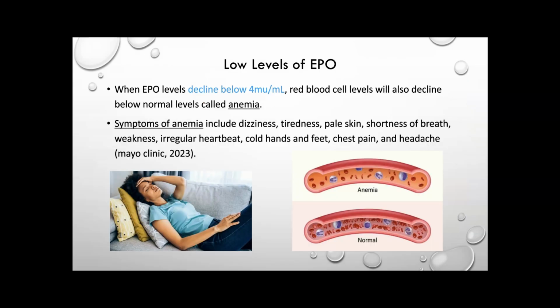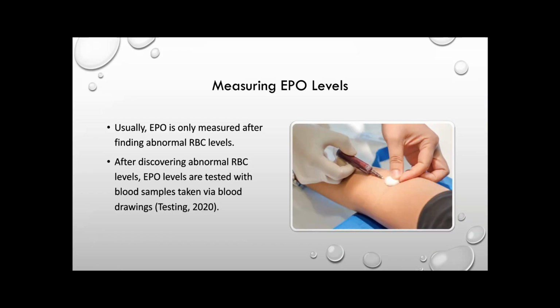When EPO levels decline below 4 milliunits per milliliter, red blood cell levels will also decline below normal levels, called anemia. Anemia symptoms include dizziness, tiredness, pale skin, shortness of breath, weakness, irregular heartbeat, cold hands and feet, chest pain, and headache. Usually, EPO is only measured after finding abnormal RBC levels.